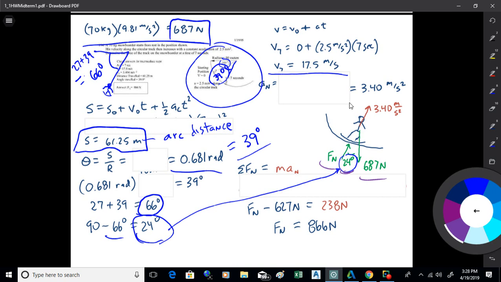Got other questions? How did you get the 0.681? Right here? Okay. To get to that radian angle, I'm finding the distance along the arc. You're given that the snowboarder has a constant acceleration along the arc, 2.5. So I'm finding an arc distance, a curve distance. If you take a distance divided by the radius on an arc, you get the angle in radians. So S over R, distance over radius, gets you an angle in radians.